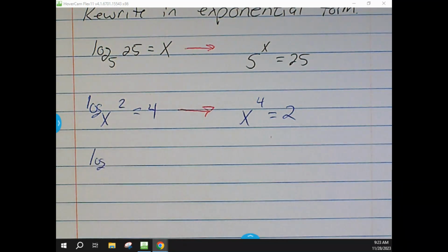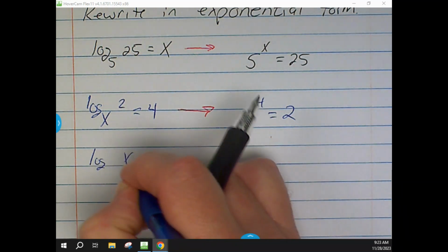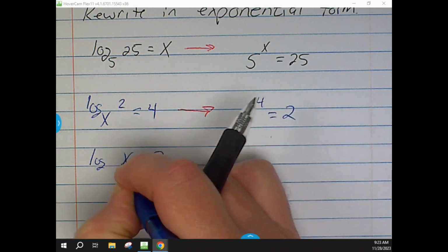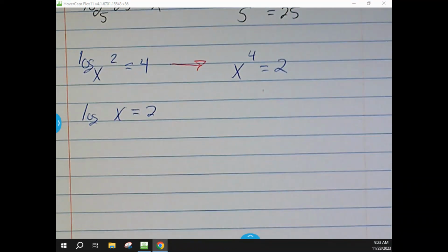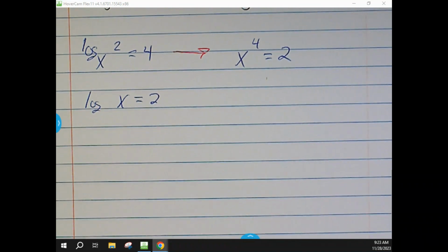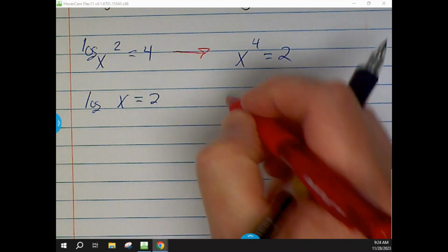All right, now we have to throw this one at you. You have log of x equals 2. Okay, so if you get one like this and you're like, hey, what's the base? Where's it going to be?